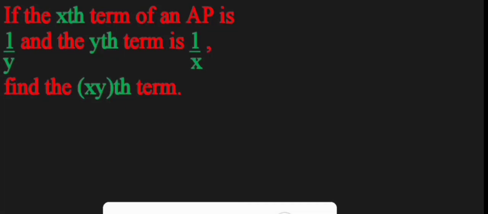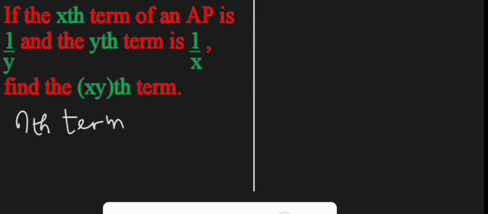If the xth term of an AP, arithmetic progression, is 1 over y and the yth term is 1 over x, we are required to find the xyth term. Generally, the nth term of any arithmetic progression, u subscript n, is calculated by using a, where a is the first term, plus (n minus 1)d, d being the common difference and n being the required term.